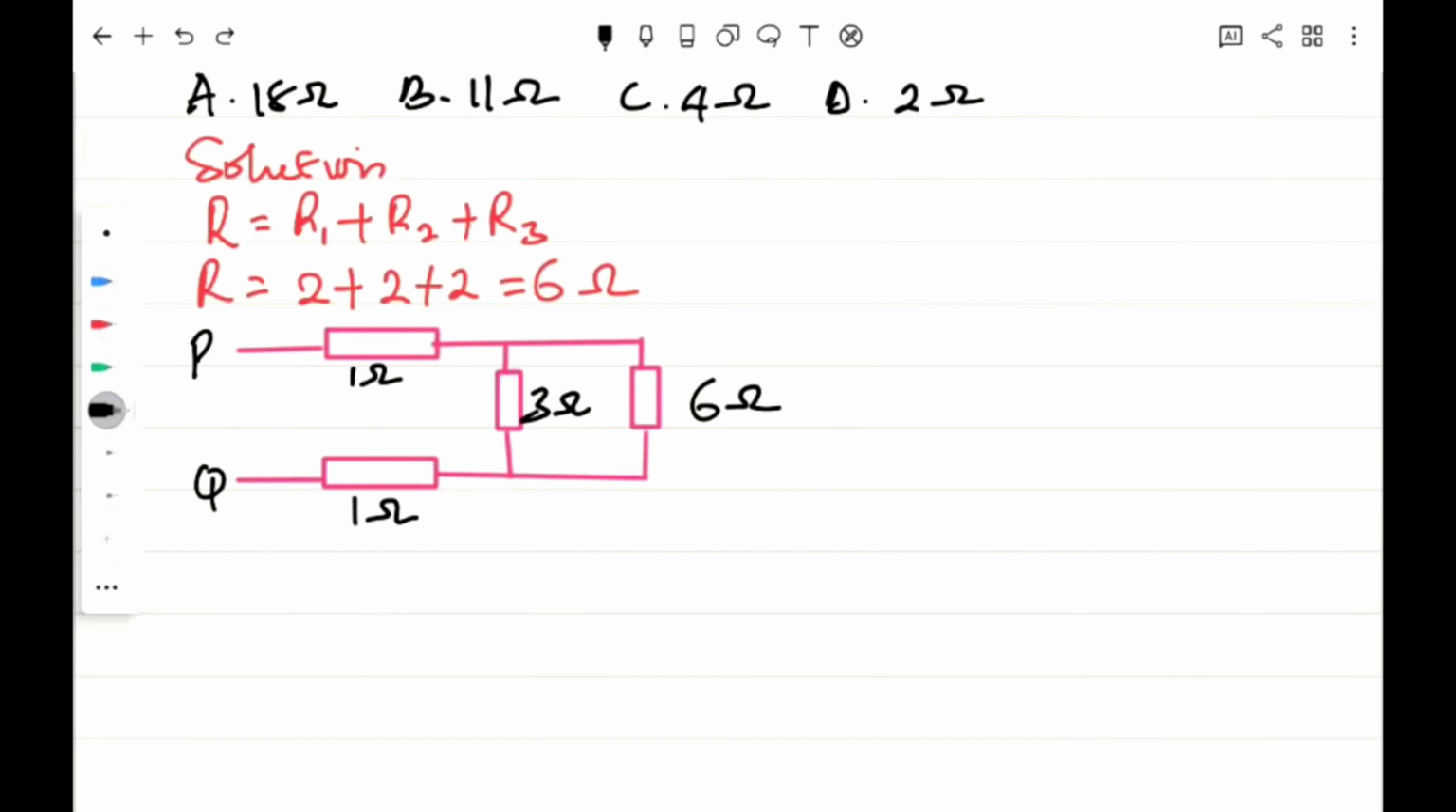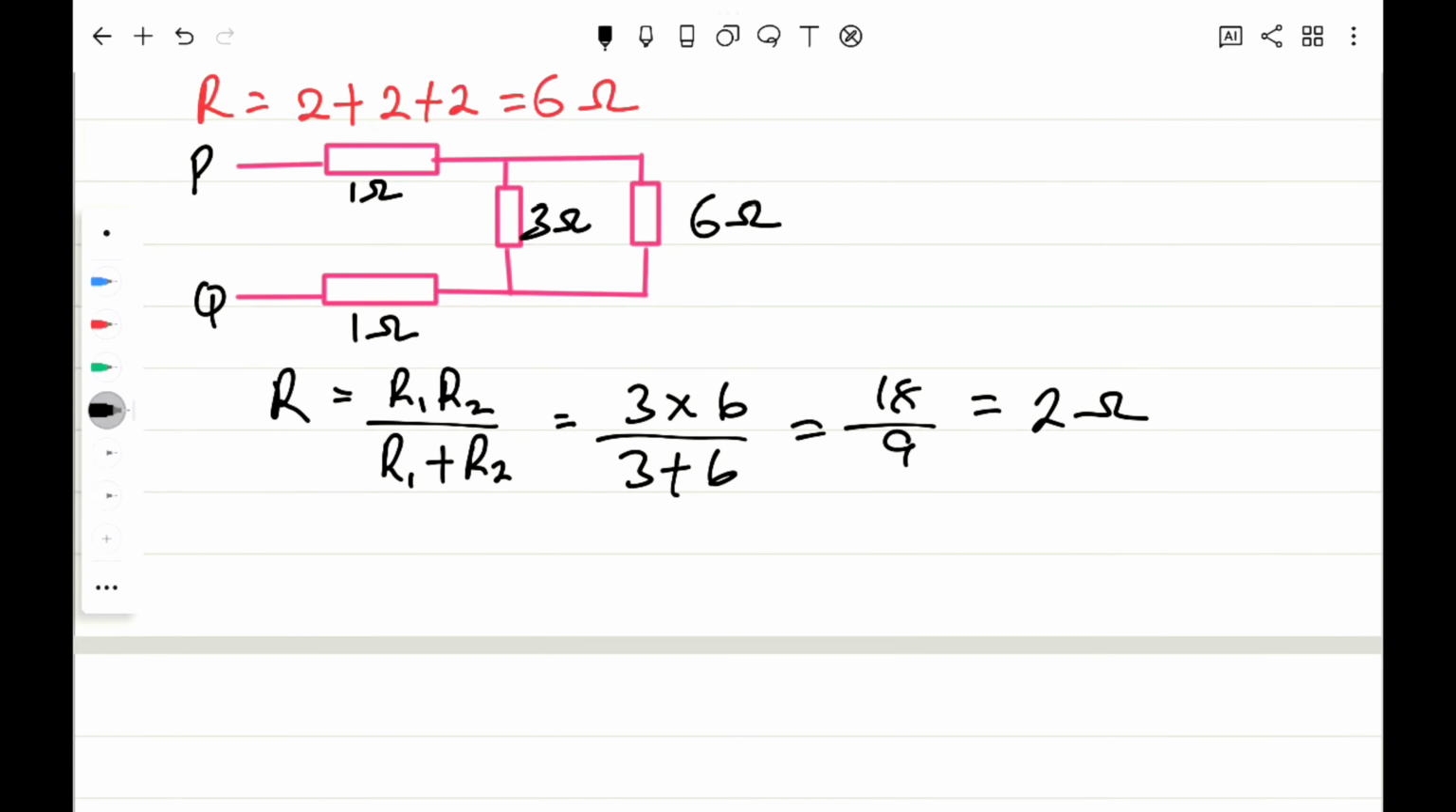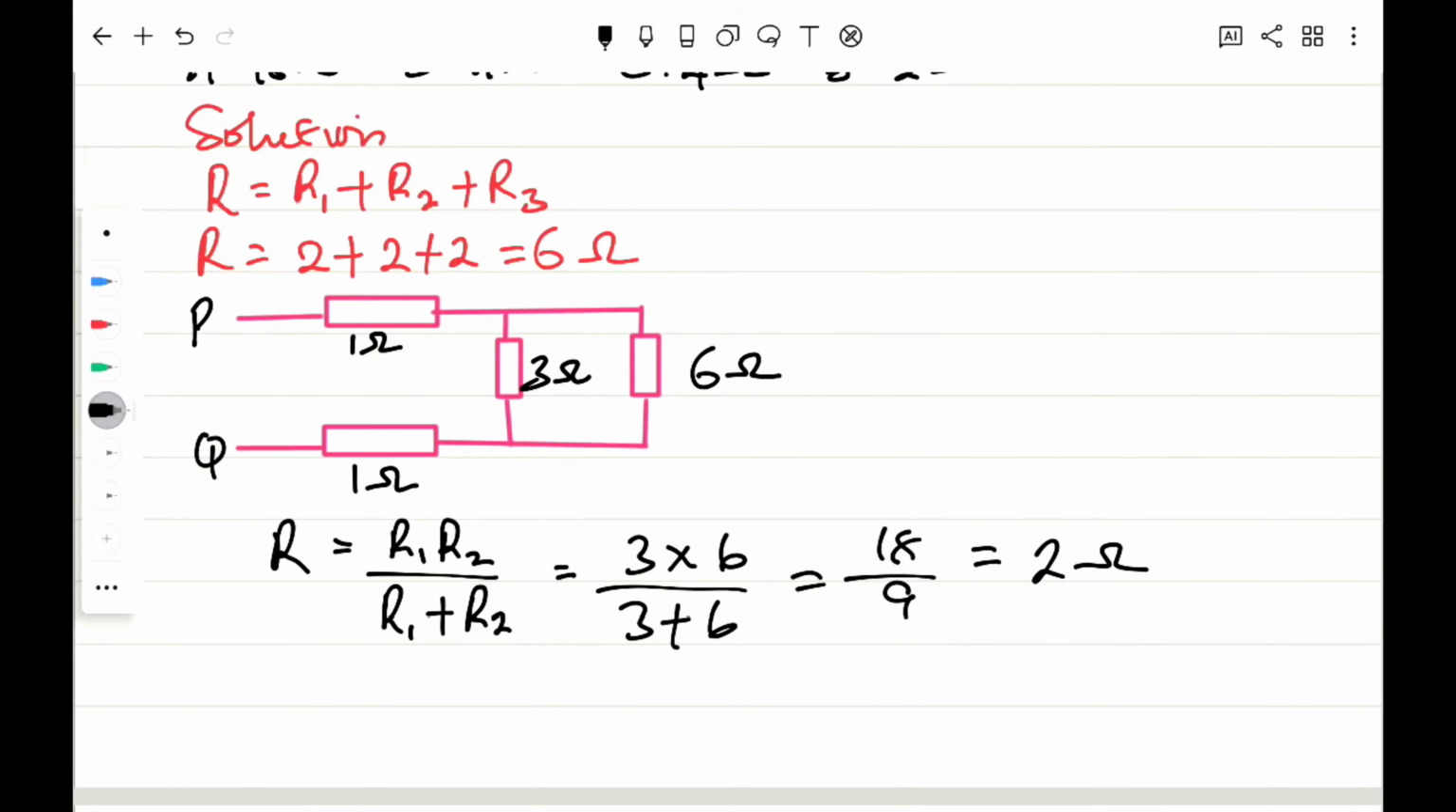Now, the formula I'm about to use for parallel connections is only for 2 resistors connected in parallel. Only 2. If there are more than 2, don't use this. So R is equal to R1 R2 divided by R1 plus R2. By substitution, you have 3 times 6 divided by 3 plus 6, so that you have 18 over 9, and your final answer becomes 2 ohms. Are you here? So we're going to pick this 2 ohm resistor and fix it into the circuit again.